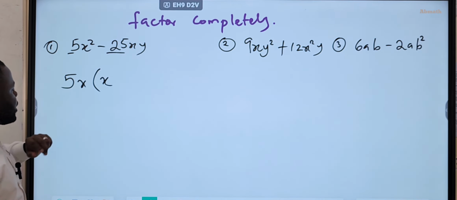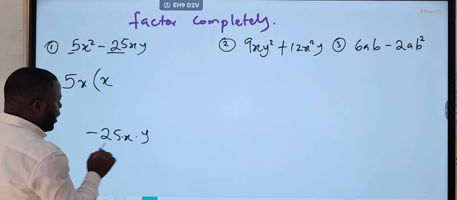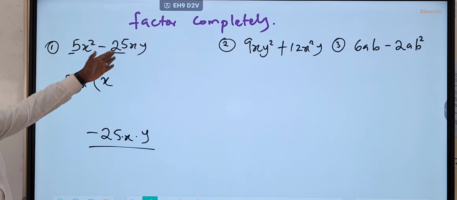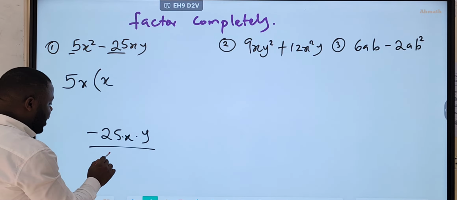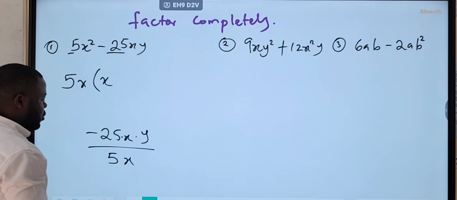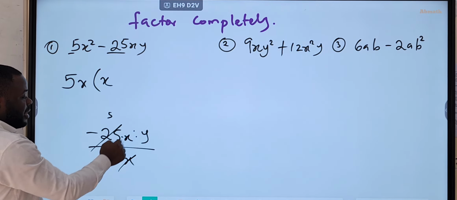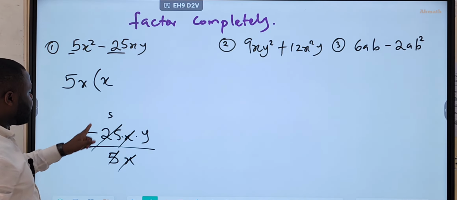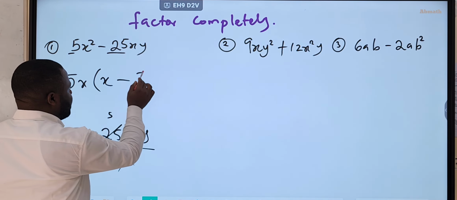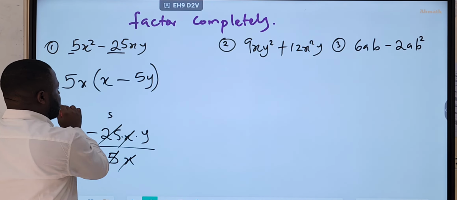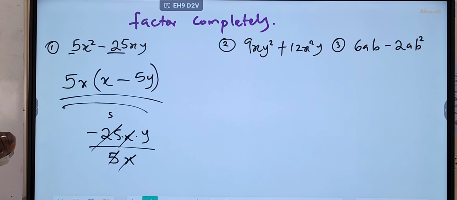So the next thing you do is you take negative 25xy. This simply means 25 is multiplying x, also multiplying y. So you also divide it by their common factor. So 25 divided by 5 is 5, and x divided by x is 1. So you now say negative 5 multiplied by y, which is negative 5y. And this is how to factor this expression completely.